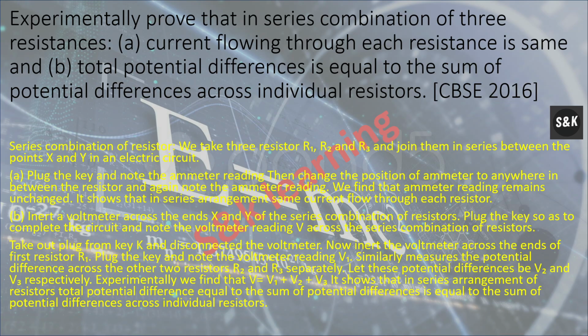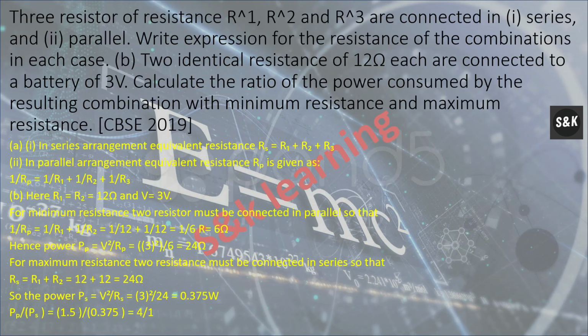B. Total potential difference is equal to the sum of the potential differences across the individual resistors. Insert a voltmeter across the ends X and Y of the series combination of resistors. Plug the key so as to complete the circuit and note the voltmeter reading V across the series combination of resistors.